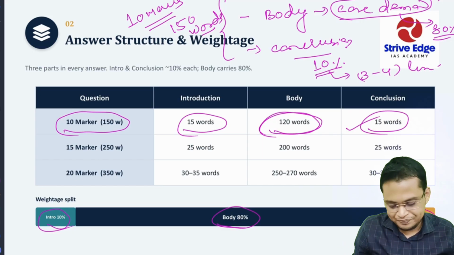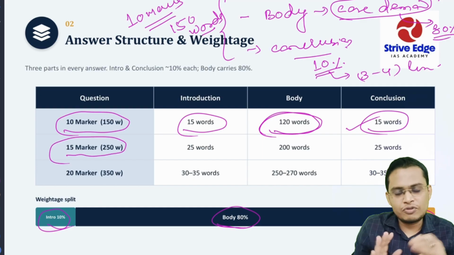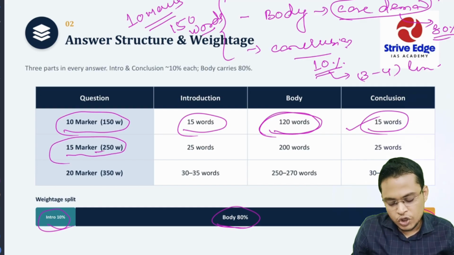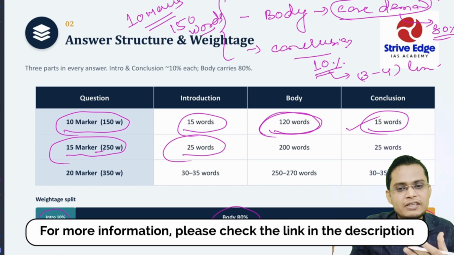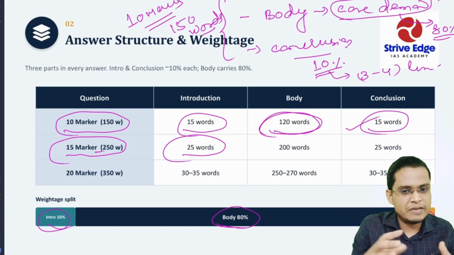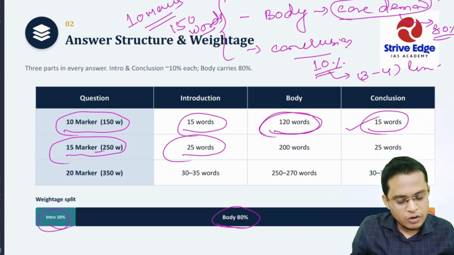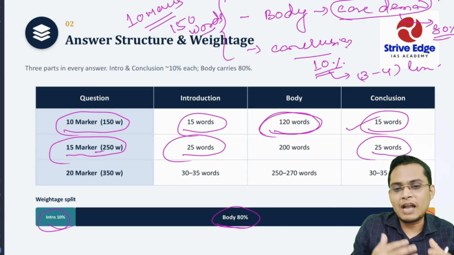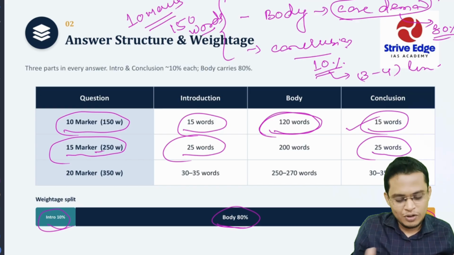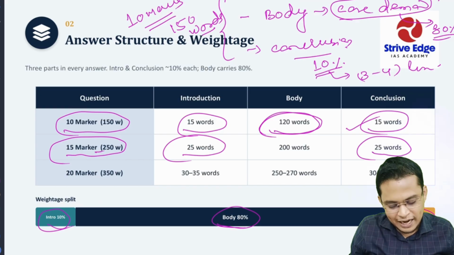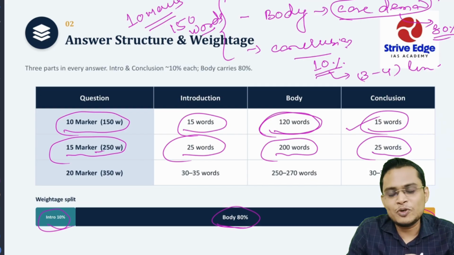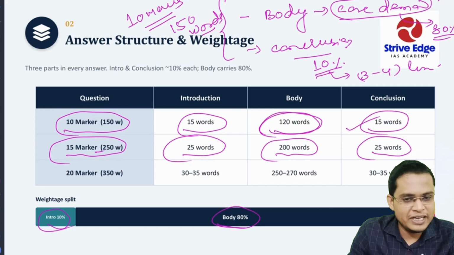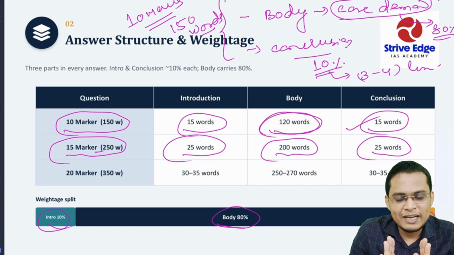In case of a 15 marker question, you have to write in 250 words. So introduction 25 words, so it's 4 to 5 lines, or you can give a two-statement introduction: first a statement, then some data to support that. Conclusion also the same. In the conclusion you can add some way forward and then conclude. So we are going to see, don't worry. And in the body you have to devote 200 words. If it is not possible to write 200 words, you can write 170, 180. The thing is, if you are able to write in a crisp, systematic way, you can write in fewer words also.